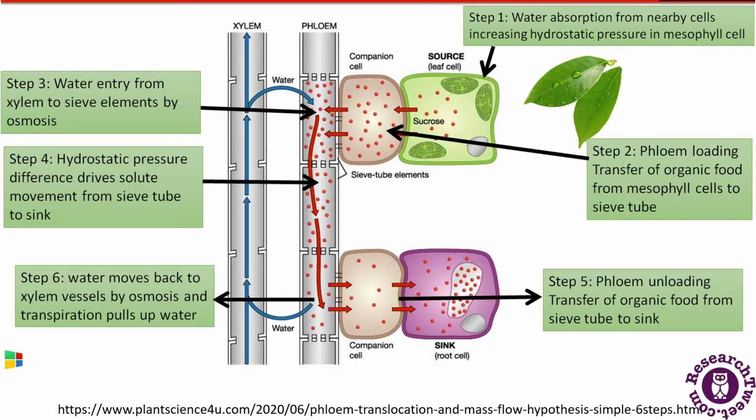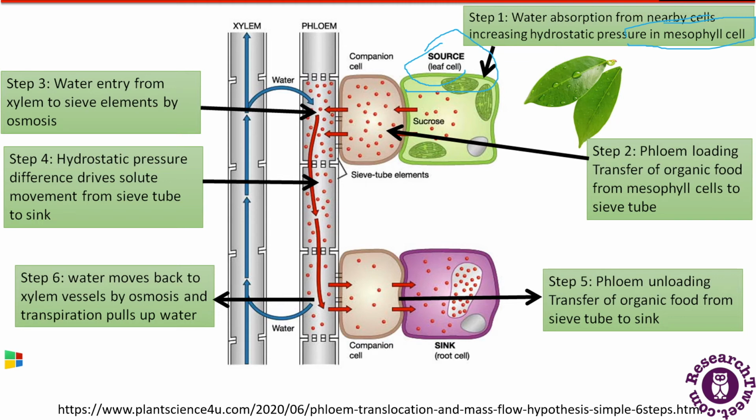Now this is a diagrammatic representation of how the mass flow hypothesis is depicted, and it is a 6-step process in which the whole of the mass flow hypothesis is shown. So step number 1: this is a source leaf, and inside is the sucrose. There is water absorption from nearby cells, which is increasing the hydrostatic pressure in the mesophyll cells.